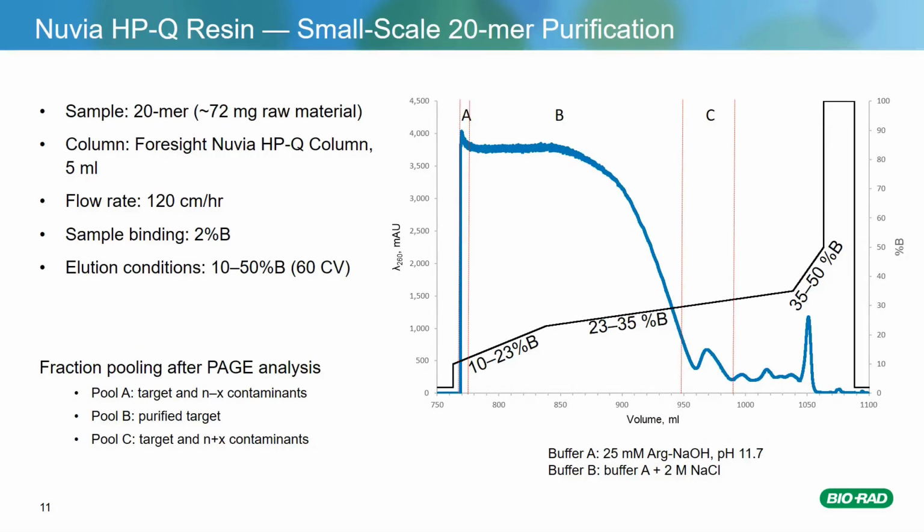Now on to the small scale purification of the 20 mer. So here we have 72 mgs of our 20 mer, which equals about 70% of the maximum DBC on a 5 mil Nuvia HPQ 4-site column. Flow rate and sample binding are the same as the initial screening work. The elution conditions were slightly modified to 10 to 50% B over 60 CVs. The increased CVs were to account for the larger load.